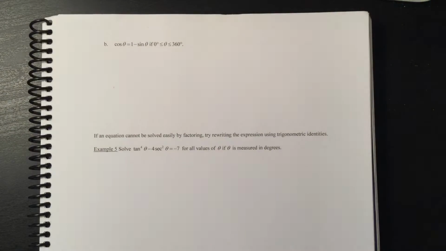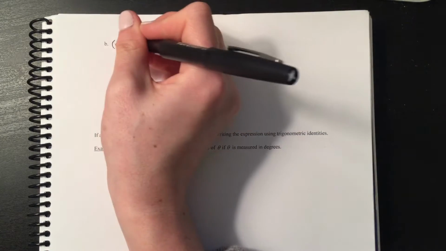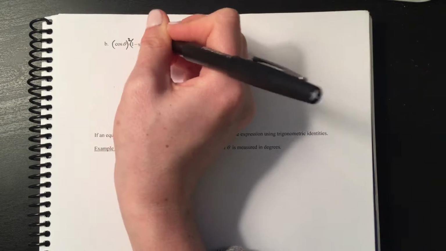Okay, let's look at another problem here. Cosine is equal to 1 minus sine. All right, so this one is kind of a strange little one. It seems like there's really nowhere to go from here. So what we're gonna do, this might need to happen for a problem that you work on, we're gonna square both sides.